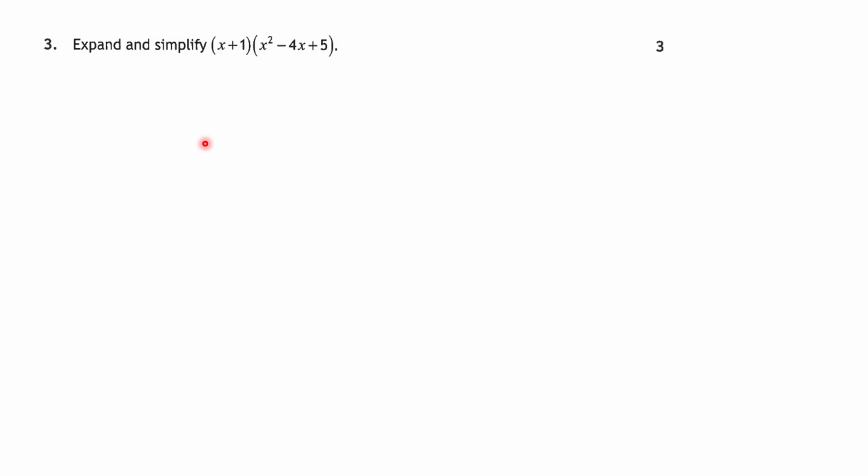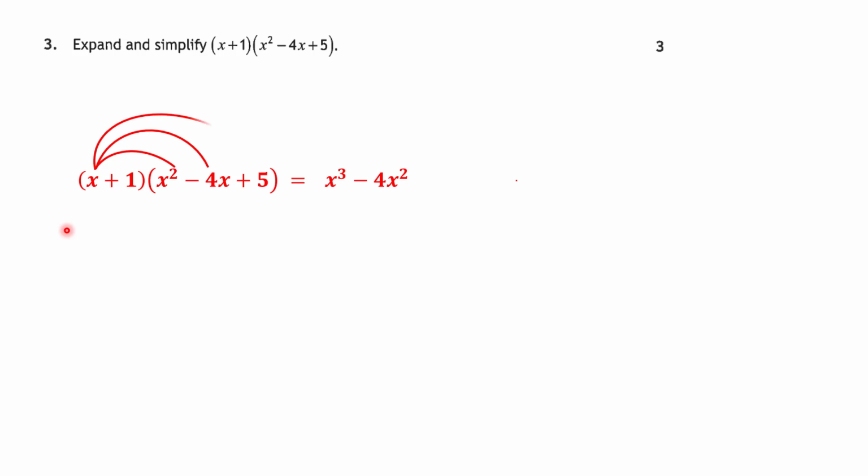Next question. Expand and simplify (x plus 1)(x squared minus 4x plus 5). Okay, let's do that. So there's what we have. We have to multiply these three terms by x, 1 by 1. So we do x times x squared, that is x cubed. We do x times minus 4x, that's minus 4x squared. And we do x times plus 5, that's plus 5x.